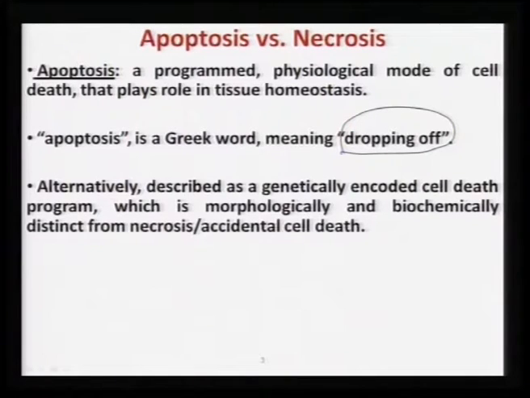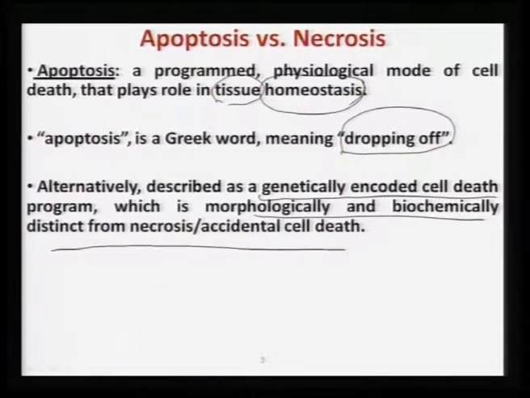Tissue homeostasis means that a particular tissue is able to perform its own function, that is what it is desired for. That is called tissue homeostasis. Alternatively, apoptosis is also described as the genetically encoded cell death program, which is morphologically and biochemically distinct from necrosis or accidental cell death. In the case of necrosis, what happens?